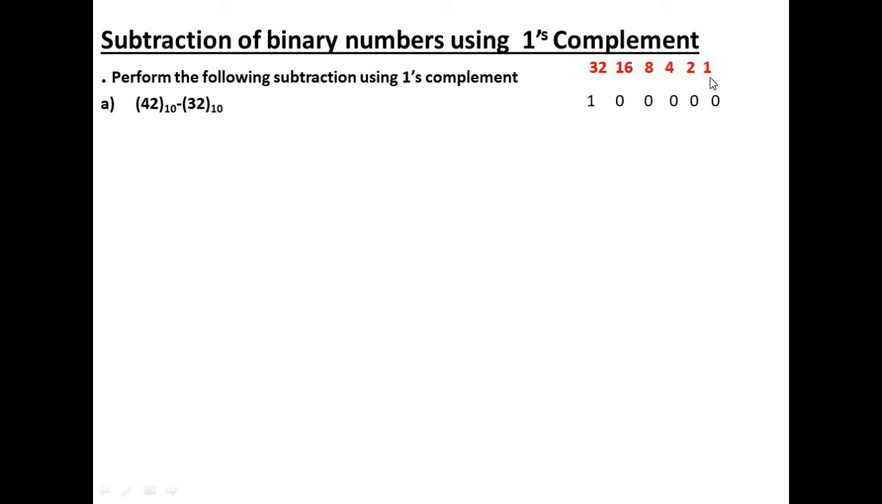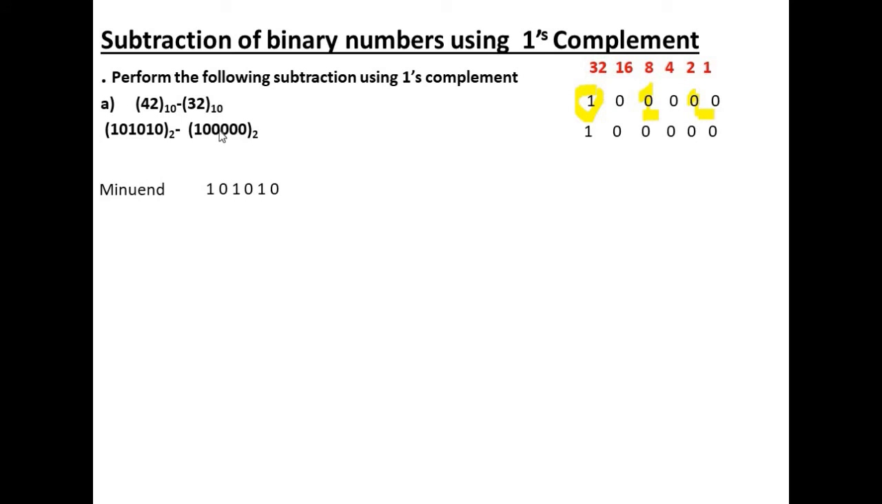So using the weighted sum method 1, 2, 4, 8, 16, 32, we see that 32 is given as 1 0 0 0 0 0, and 42 will be given as 32. It should be 8. Here it should be 1. It is not written correctly. 32 plus 8, 40, and here should also be 1. So 32 plus 8 plus 2 will be 42. So we got 1 0 1 0 1 0. This is the binary equivalent of 42 and this will be that of 32. Here we see only this bit is 1, so we have got 32.